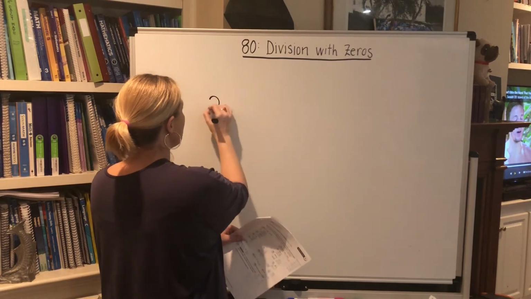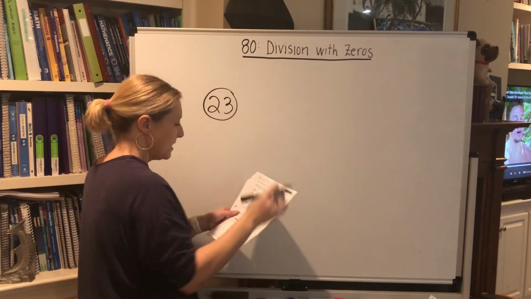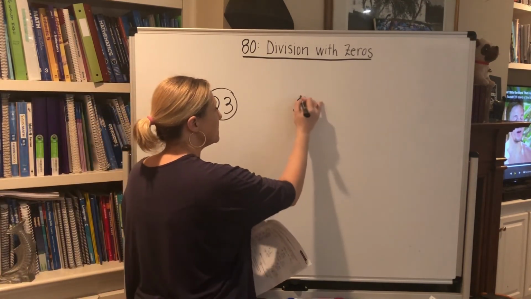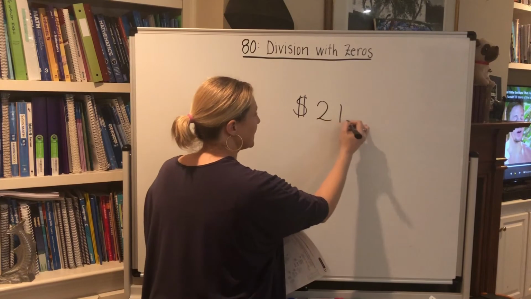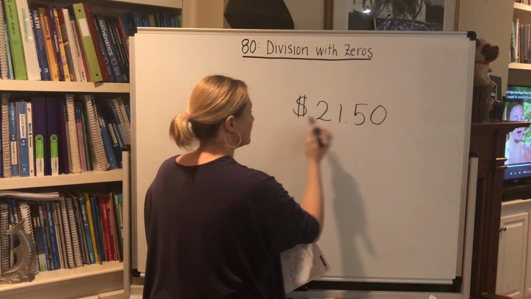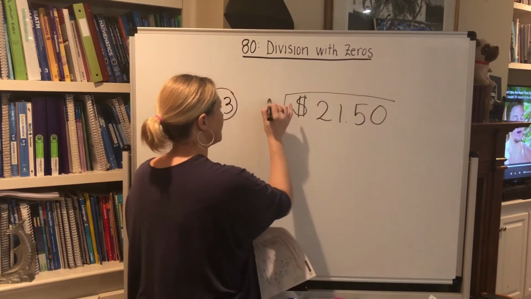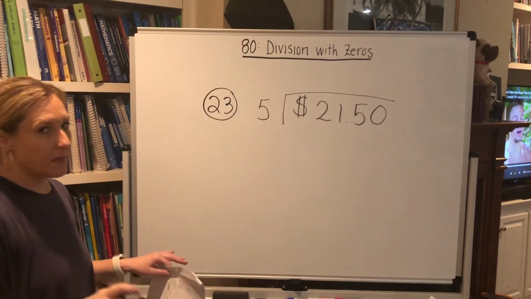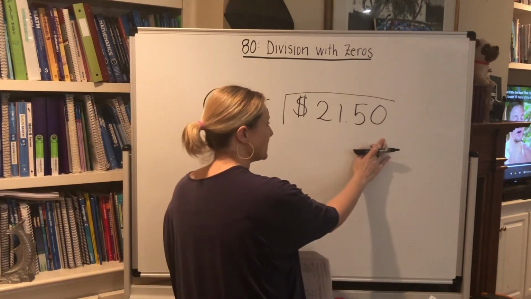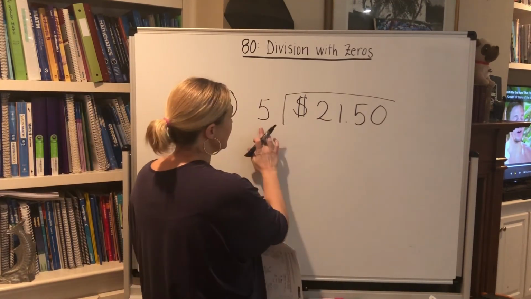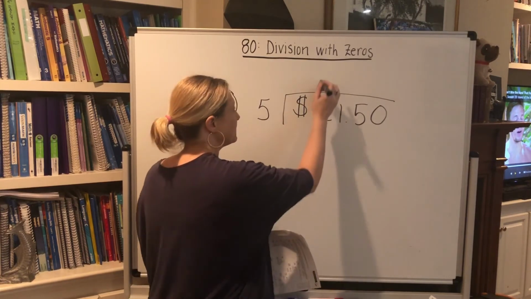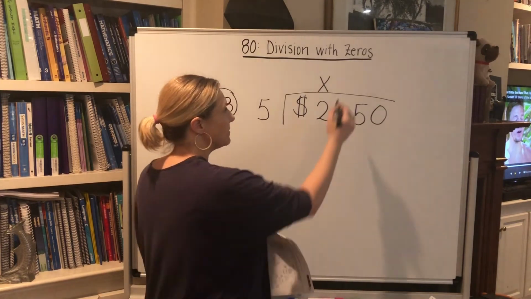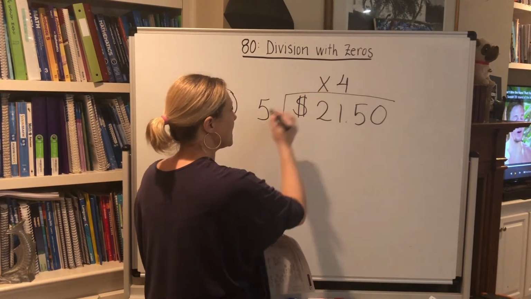Okay, for our last problem that we're going to do in this lesson, we're going to do a money problem. We're going to divide money. So if we have $21.50 divided by 5, let's say that there's 5 children and I want to give each one some of the money that I have. So, and all I have is $21.50. Does 5 go into 2? No. So let's put an X there. Does 5 go into 21 though? Yes. 4 times. 4 times 5 is 20.